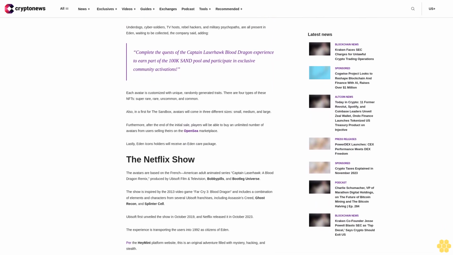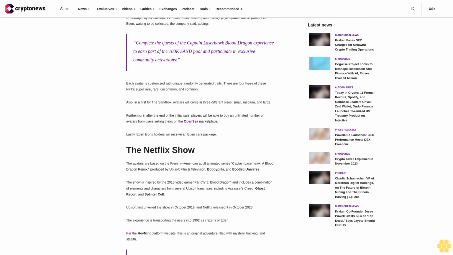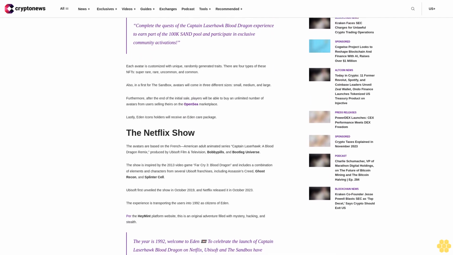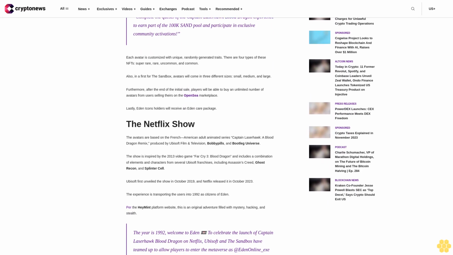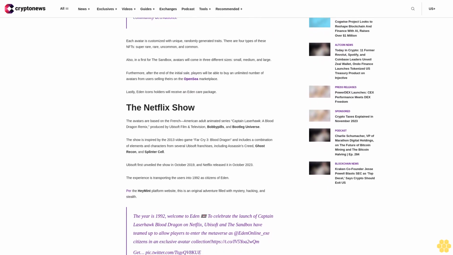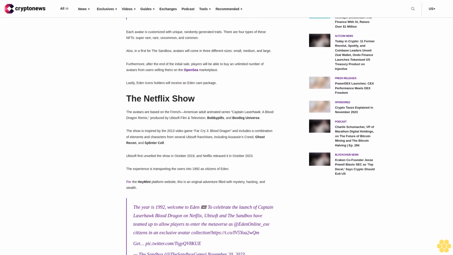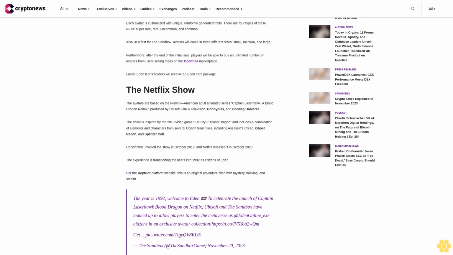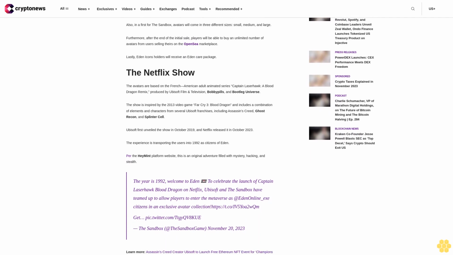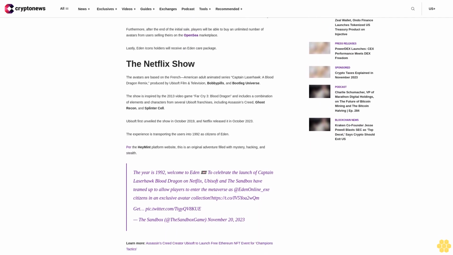Each avatar is customized with unique, randomly generated traits. There are four types of these NFTs: super rare, rare, uncommon, and common. Also, in a first for The Sandbox, avatars will come in three different sizes: small, medium, and large. Furthermore, after the end of the initial sale, players will be able to buy an unlimited number of avatars from users selling theirs on the OpenSea marketplace. Lastly, Eden Icons holders will receive an Eden Care package.